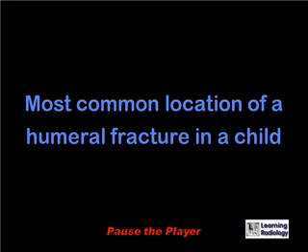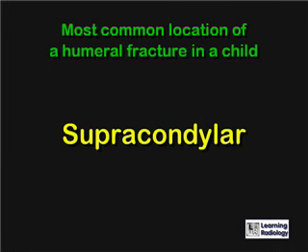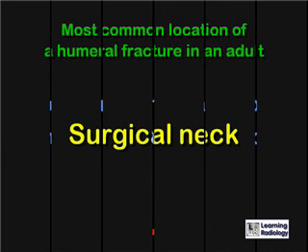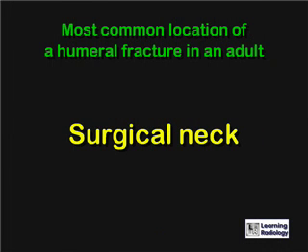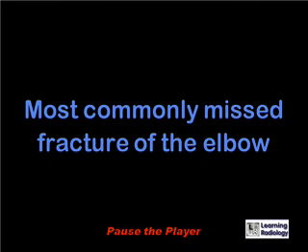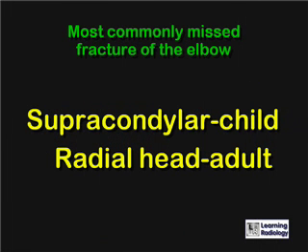What is the most common location of a humeral fracture in a child? A supracondylar fracture. What is the most common location of a humeral fracture in an adult? A fracture of the surgical neck of the humerus. What is the most commonly missed fracture of the elbow? In a child, a supracondylar fracture. In an adult, a fracture of the radial head.